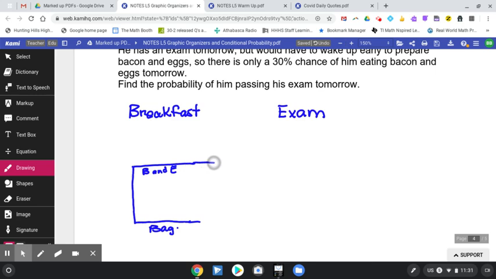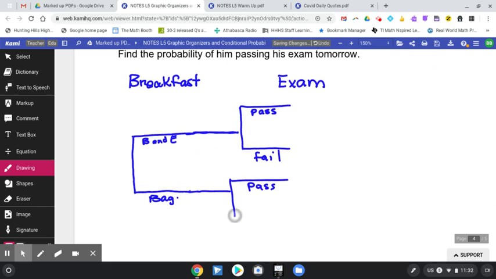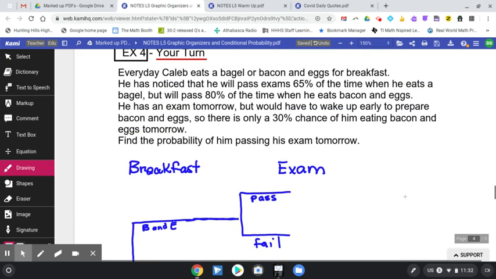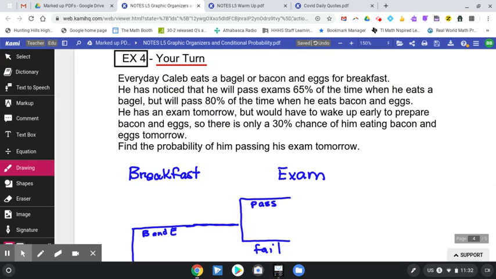So let's look at the things that could happen in the exam. In the exam, he could pass or fail. So we extend these brackets so that they will combine with the two things that could happen on the exam: pass, fail. We have to do the same thing down here. Pass or fail. And now let's go through and read all the numbers and figure out where to put them.